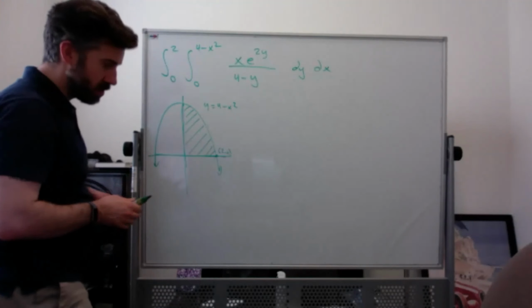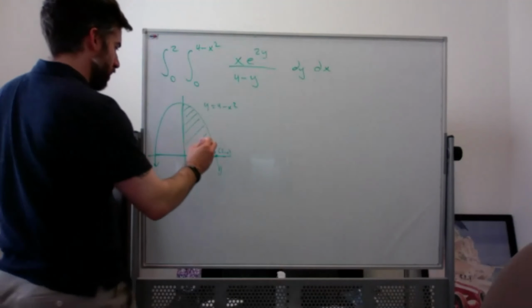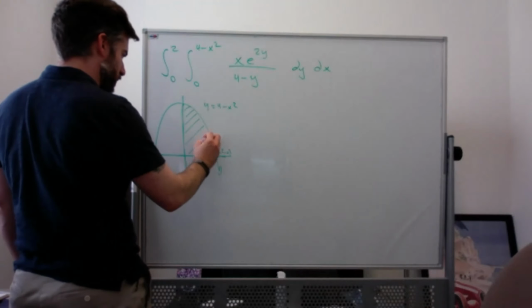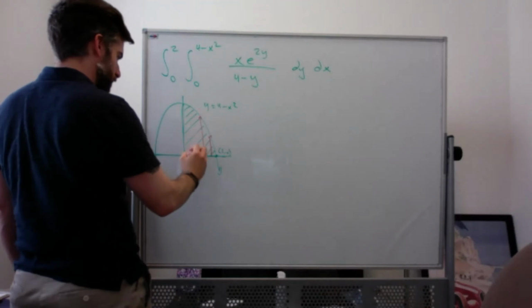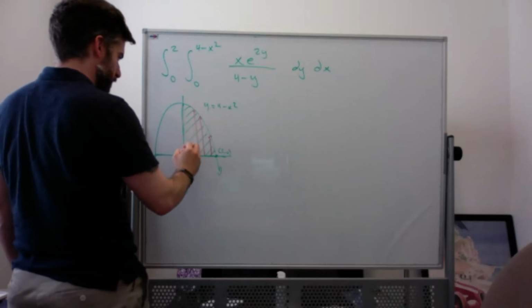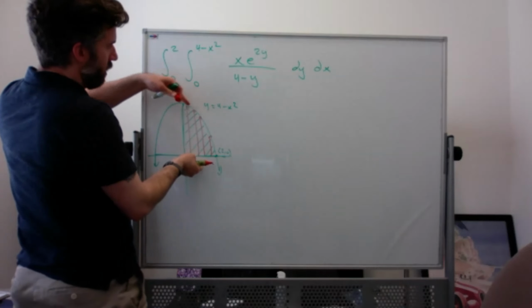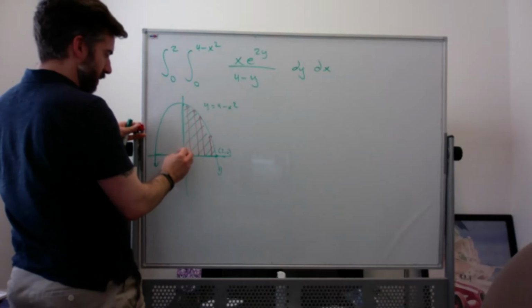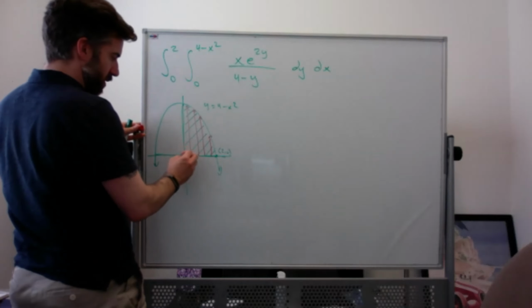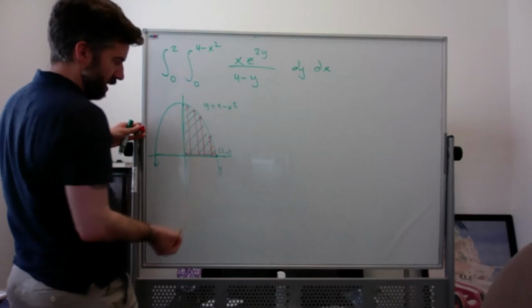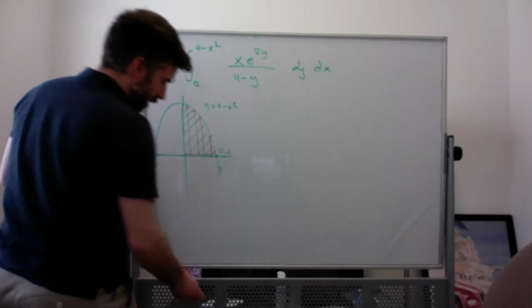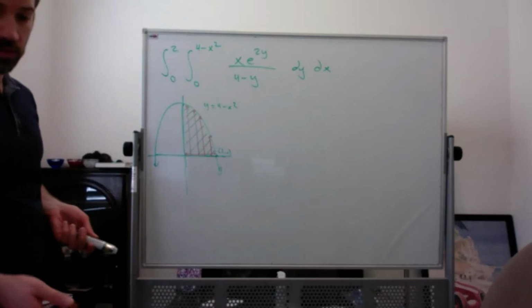And at least the way it's currently being written, it's being imagined where you've got these vertical strips, right? So the y is going from 0 to this function, and then the strips are going as far left as x equals 0 and as far right as x equals 2. But of course, we're going to change the order of integration.